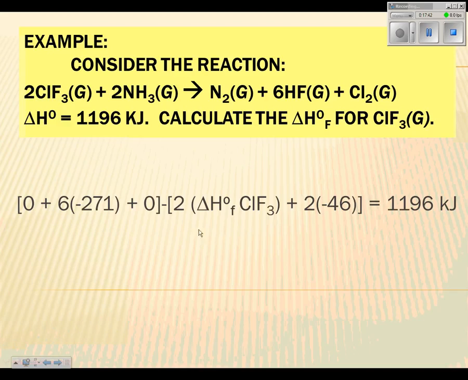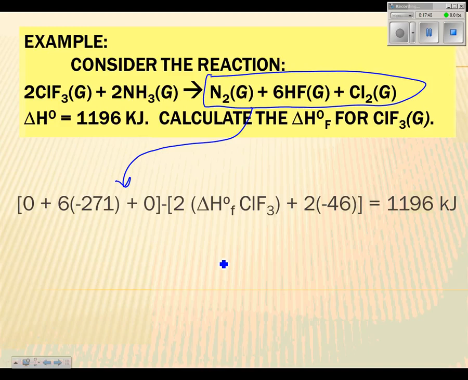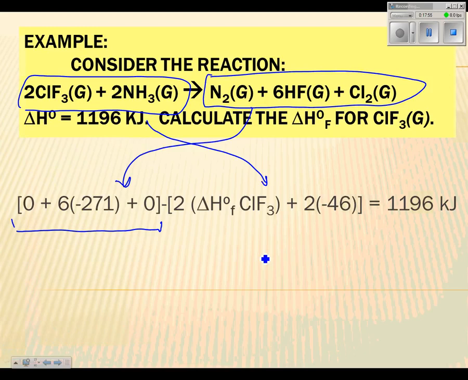So my product values are given here. The product values here are given here. And the reactant values here are given here. So it's going to be products minus reactants, and the total is going to be 1196. The variable here is the 2 moles of ClF3.